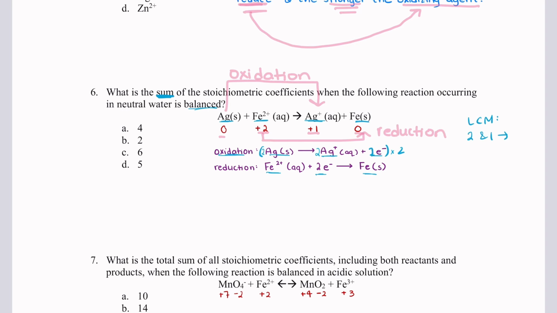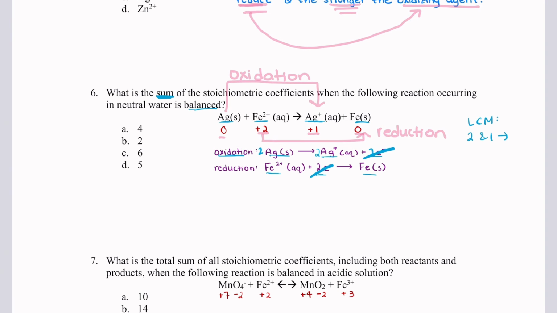Now our electron count in both half reactions match, and that means we can combine them together and the electrons cancel out and we get our reaction. It gives us our overall balanced reaction of 2 silver atoms react with 1 iron 2 plus ion to produce 2 silver 1 plus ions and 1 iron atom. Because the solution is in neutral water, no extra hydrogen ions or hydroxide ions or water molecules are needed to balance this.